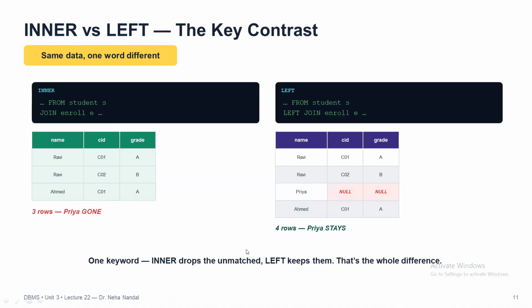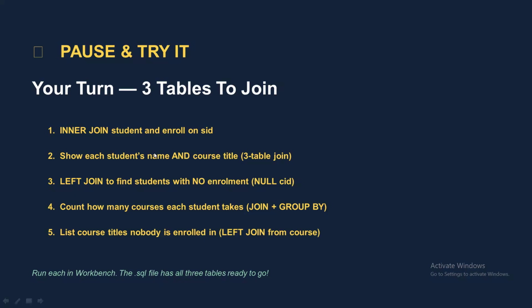So this is the difference between inner versus left. Inner will give you this data and left will include those entries of left also which have been filtered out by the inner join. Now be prepared and you can have these questions. Three tables you have to join. Perform inner join between student and enroll on SID. Show each student's name and course title. Three table join you have to perform here. Left join to find students with no enrollments, those who are having null CIDs. Count how many courses each student takes, join plus group by. Then list course titles nobody is enrolled in.